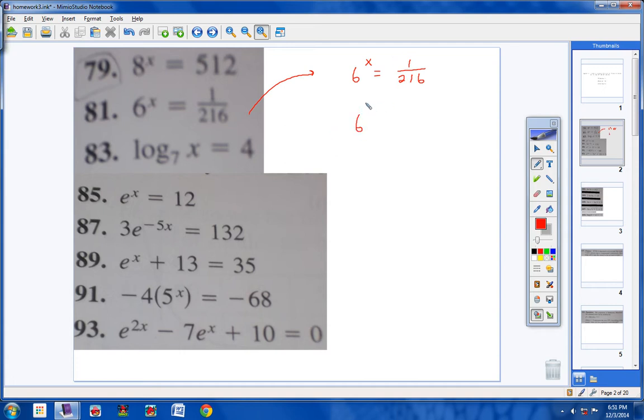So all that I'm trying to do, guys, is I'm trying to write both sides with the same base. So 216 is 6 to the third power. Okay? Now bring this up top, and when you do that, you'll be left over with 6 to the negative 3. Okay, there we go. So cross off your like bases, set these equal, and your answer is negative 3. Okay? Alright, moving on to number 83.